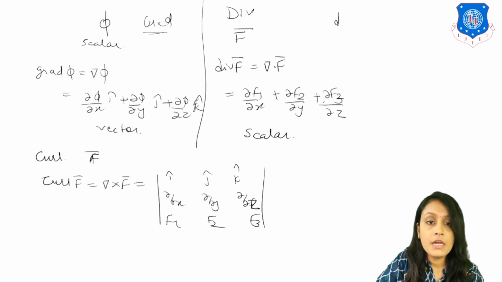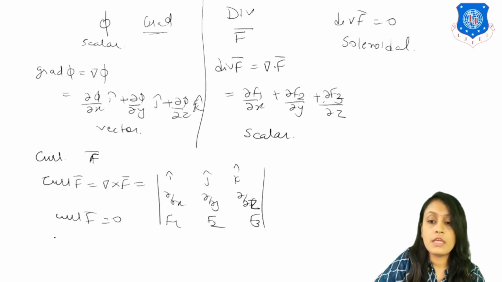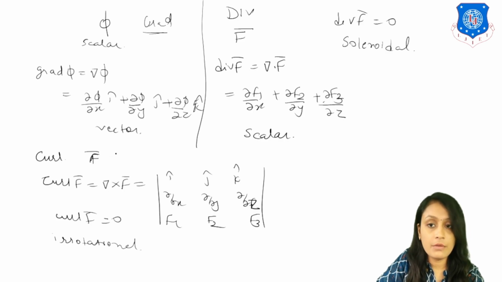Now if divergence of f bar is equal to 0, then we can say that it is solenoidal. And if curl of f bar is equal to 0, then we can say that it is irrotational. So this is a very important topic: gradient, divergence and curl.